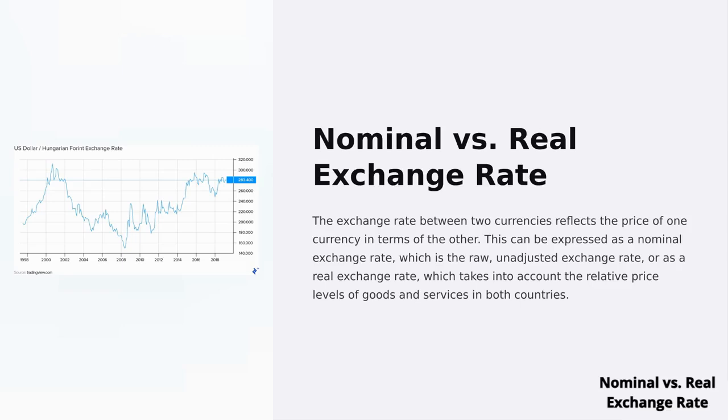Nominal versus real exchange rate. The exchange rate between two currencies reflects the price of one currency in terms of the other. This can be expressed as a nominal exchange rate, which is the raw, unadjusted exchange rate, or as a real exchange rate, which takes into account the relative price levels of goods and services in both countries.